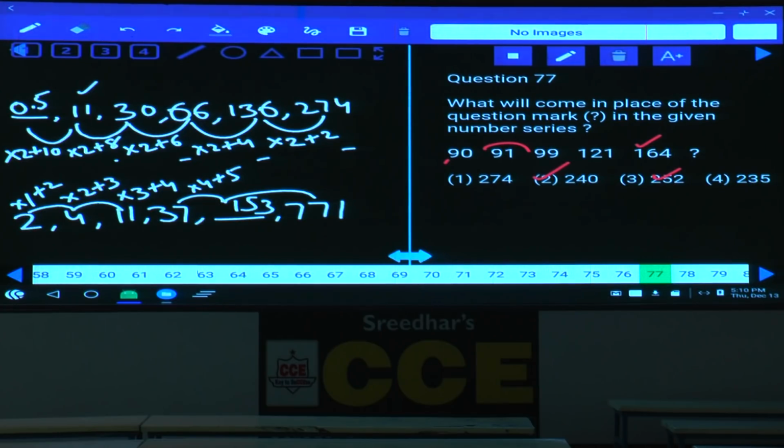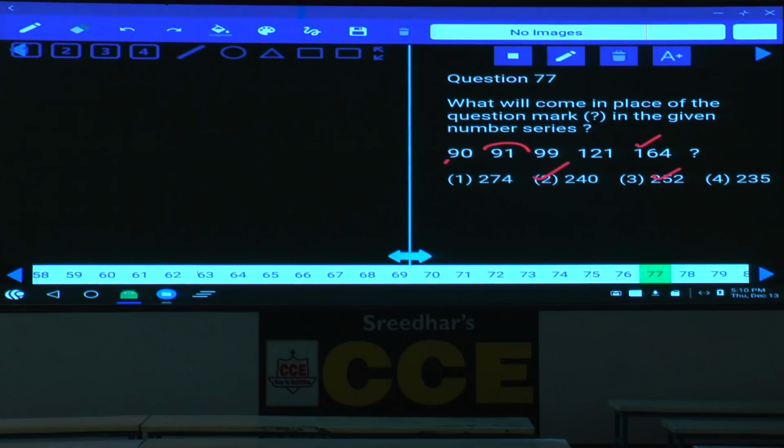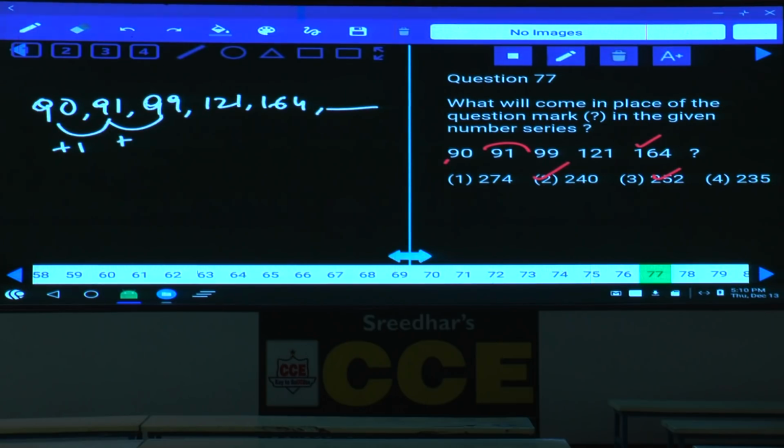Question number 76. Then question number 77. Now in this question number 77, tell me what are the numbers here. 90, 91, 99, 121, and next one is 164, then what should be the next one? If you go for the difference between these numbers, 90 and 91, the difference is 1, 91 and 99, the difference is 8. Next one 99 and 121, the difference between these two numbers is how much? 22. Next one 121 and 164, the difference is 43, isn't it?